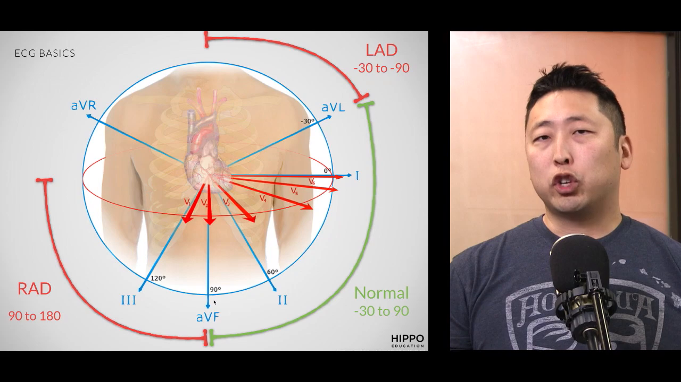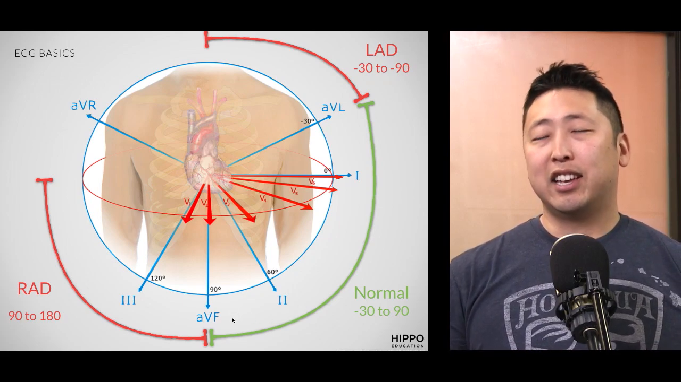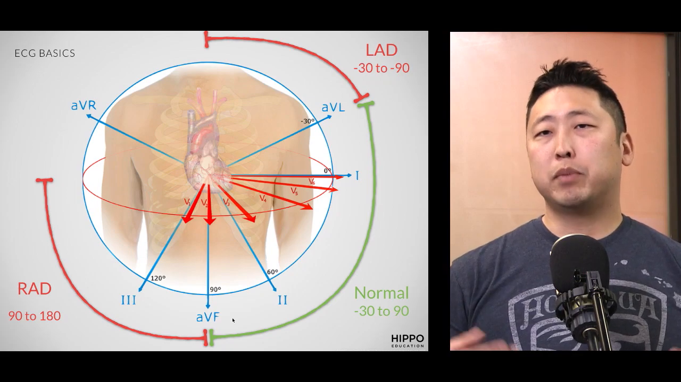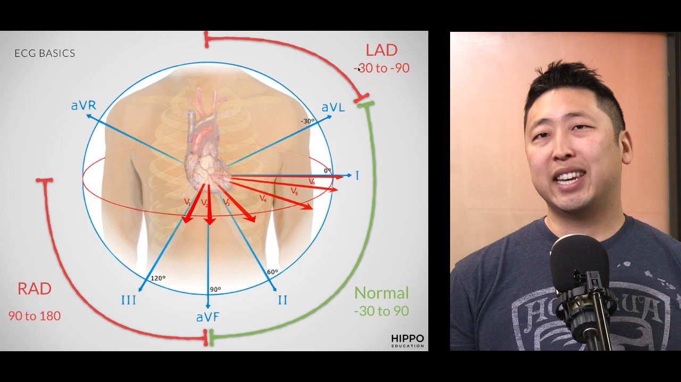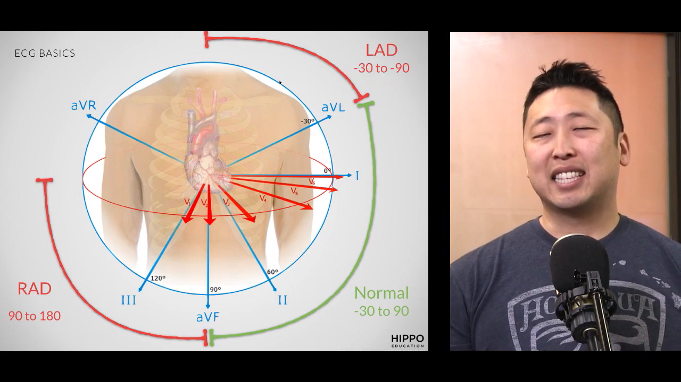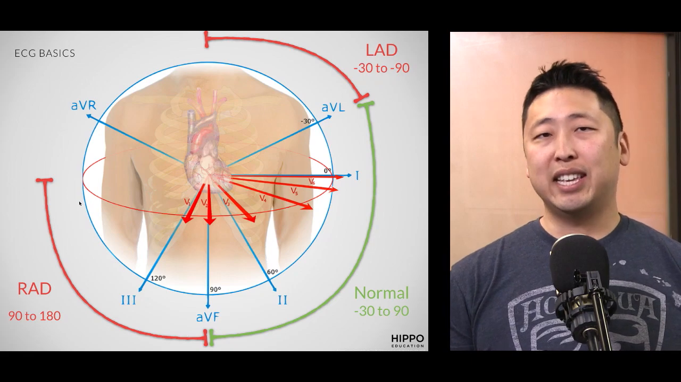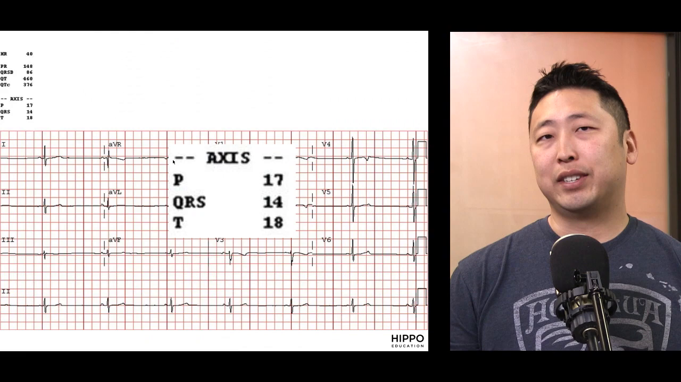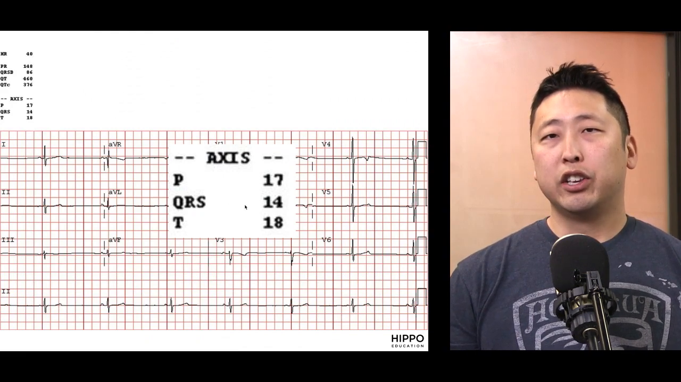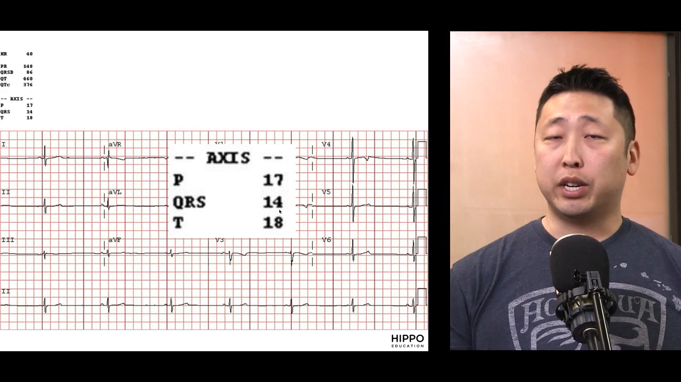To know what the normal QRS axis is going to be, normal is between -30 to 90. Some textbooks vary on that criteria, but in general, -30 to 90 is normal QRS axis. Once you hit -30 to -90, that's a left axis deviation, as opposed to 90 to 180, right axis deviation, and then in this no man's land is extreme axis deviation. Again, here you can actually see on the computer printout, the QRS axis is 14.